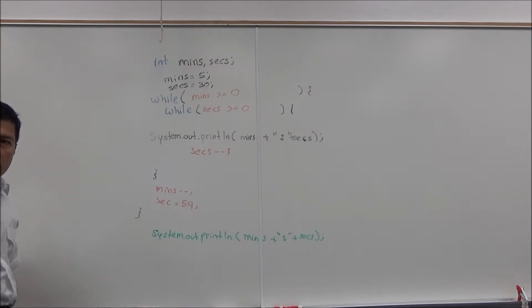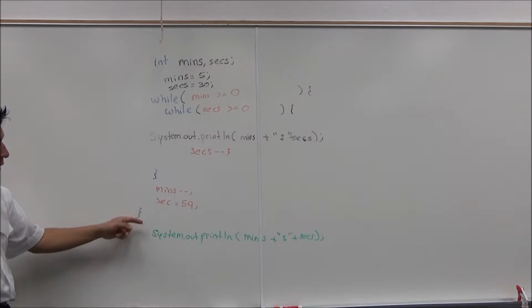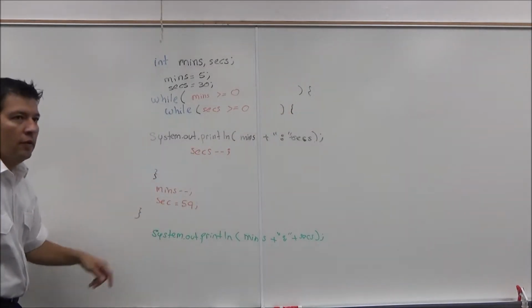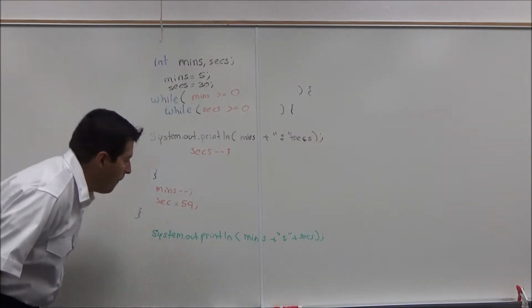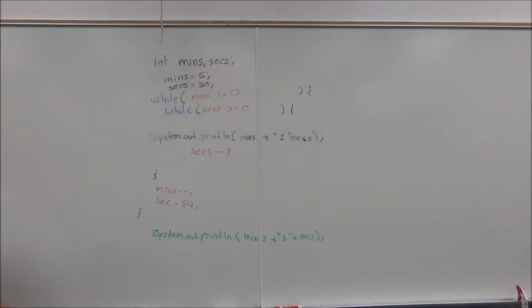Will it print 5 minutes and 30 seconds because it's not inside the curly bracket? No, this is outside the curly bracket. This is that, and this is this. Really? 459? I want you to follow the logic, not just guess. Look at the code.